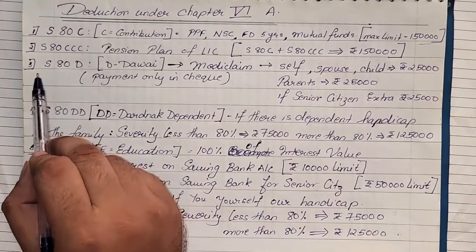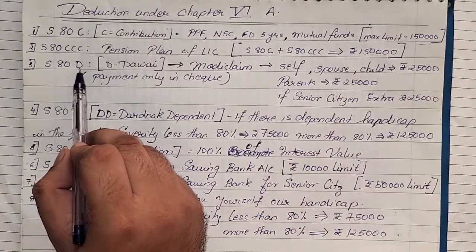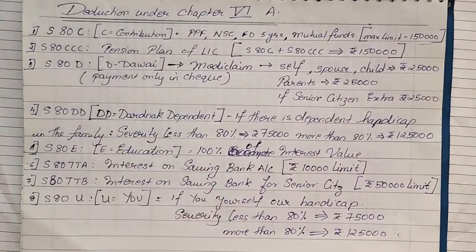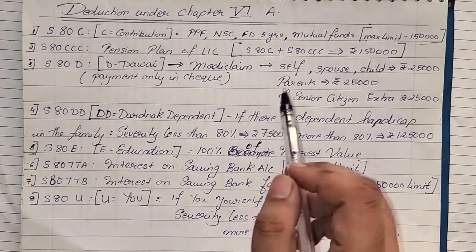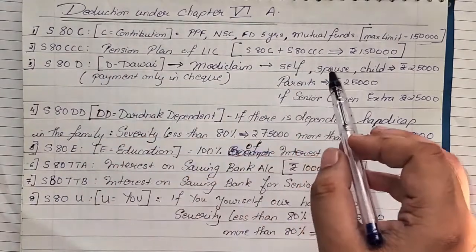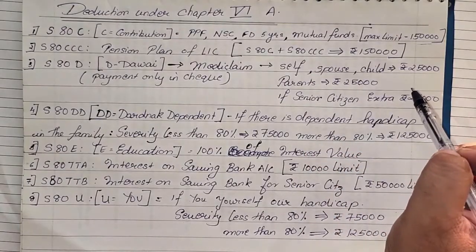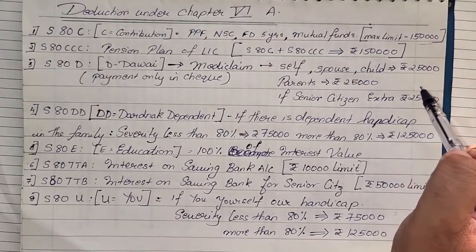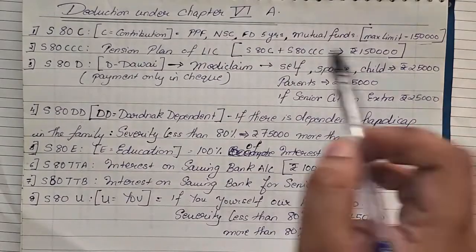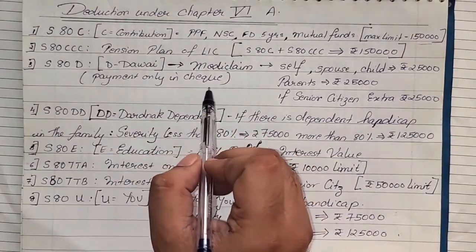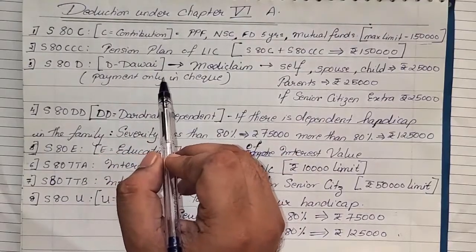Next comes Section 80D. Remember D for Dawai. Dawai means something related to mediclaim. So D is for Dawai. For self, spouse, child, parent, you can get a deduction of 25,000 rupees, and if there is a senior citizen you can get an extra 25,000 rupees. Just remember mediclaim has to be paid by cheque only, then you can ask for this particular deduction.